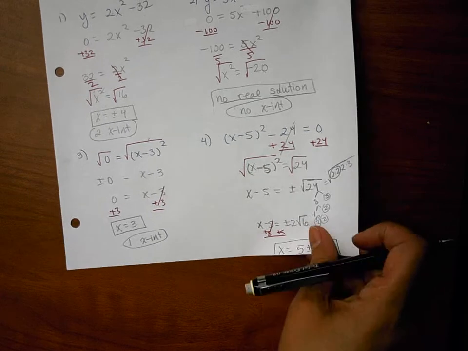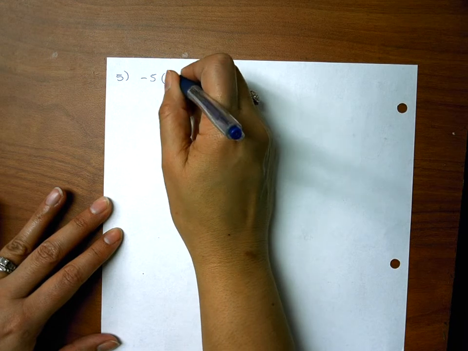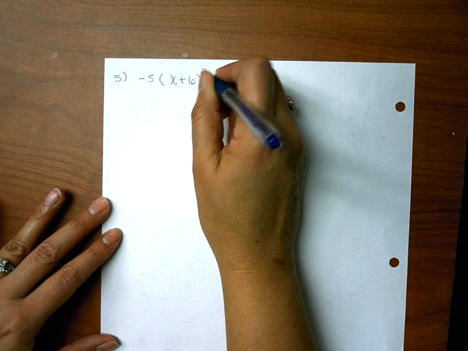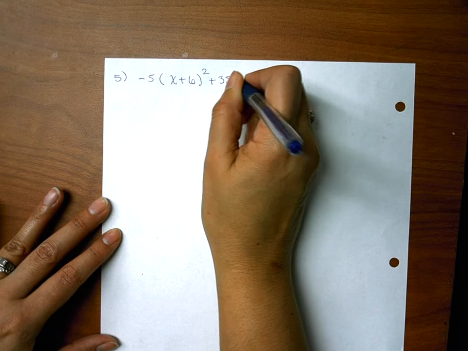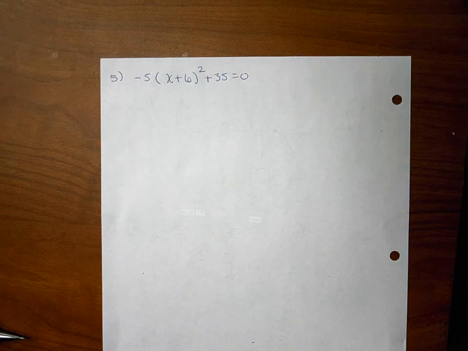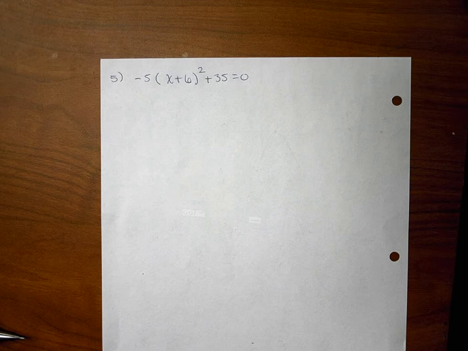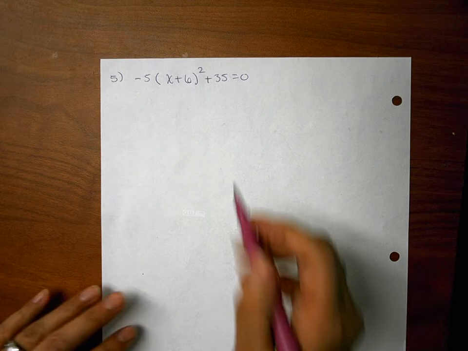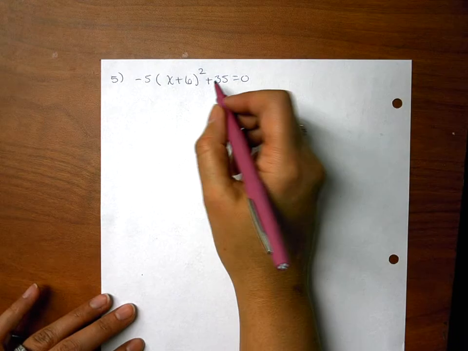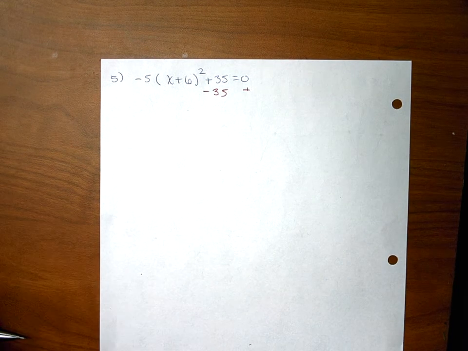Okay, number 5. -5 parentheses x plus 6 quantity squared plus 35 equals 0. All right, I want to isolate the quantity squared first. So what would I do? Could I distribute the -5? I cannot because of the quantity squared. What would I do first? I would subtract the 35 first. Always add or subtract first when you are solving equations.